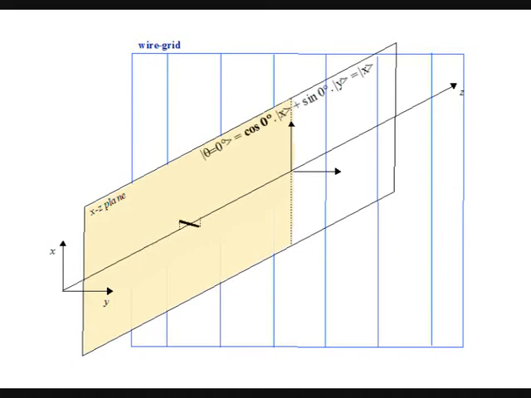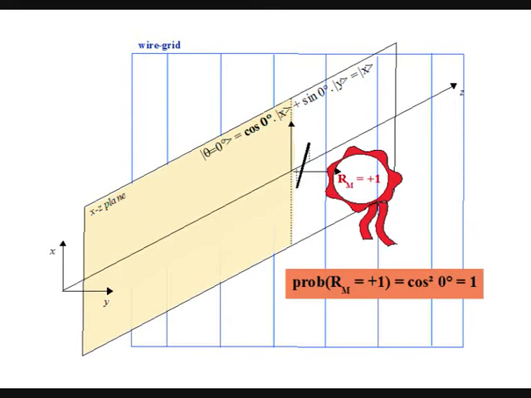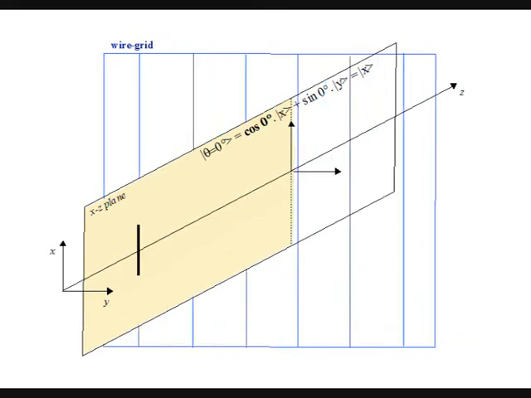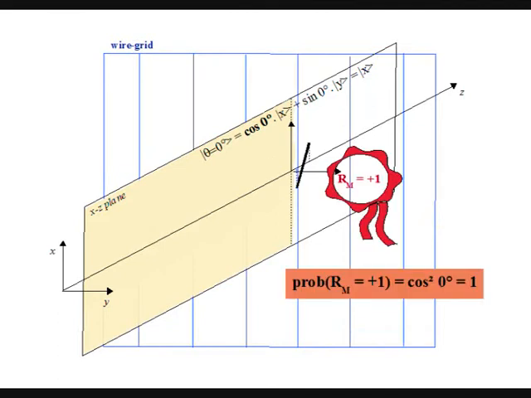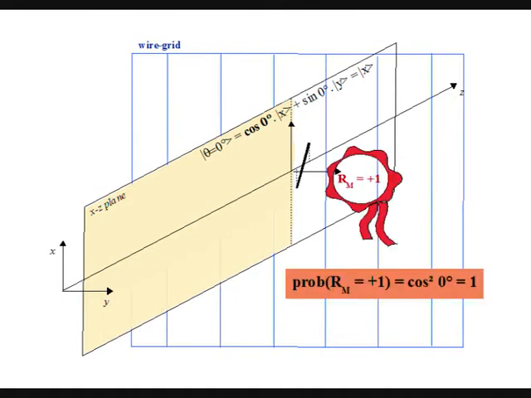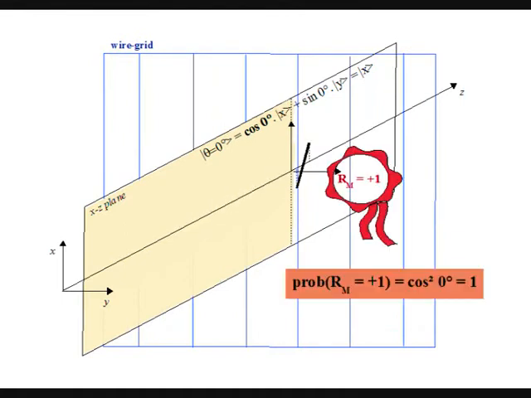So, if the needle is in the ket x state, that is, if it is spinning parallel to the xz plane, there is zero probability for that needle to touch a wire of the grid, because we are considering the ideal case of infinitely thin needles and wires. The result for a needle with theta is 0 is always plus 1, so there is a probability cosine squared 0 degrees, that's 1, that it will pass the grid unaffected. So we have a probability 1 for that possibility.